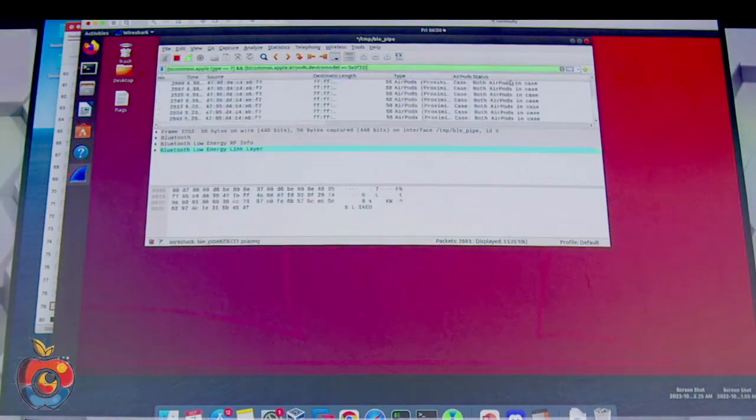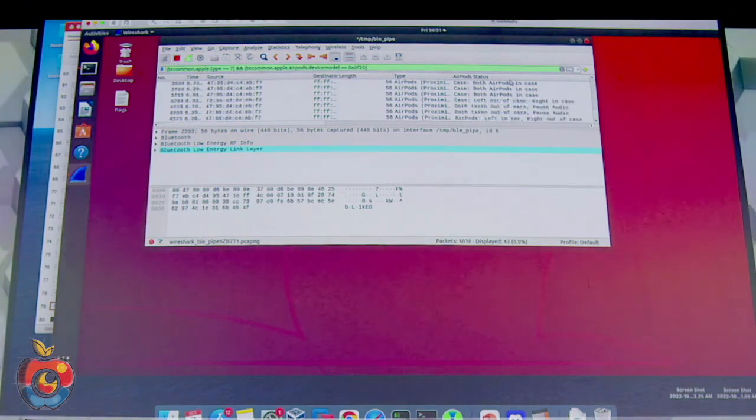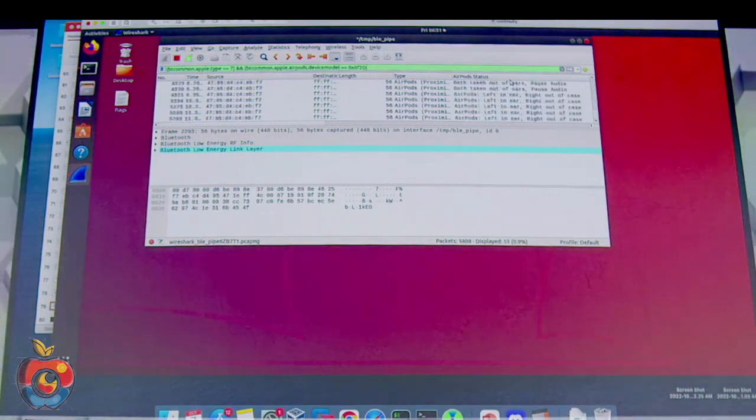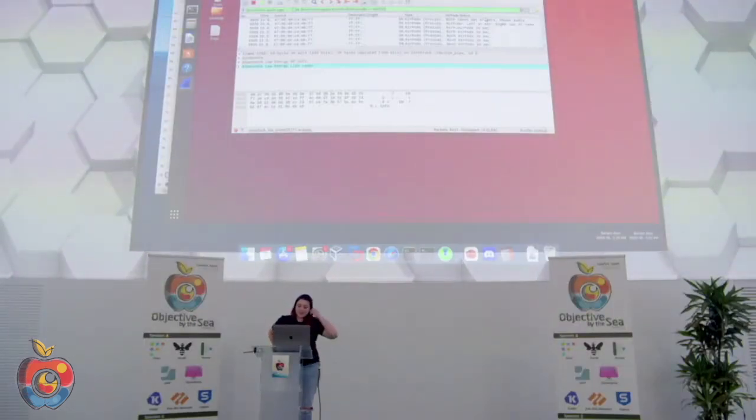All right, so I'm going to do a quick demonstration of my AirPods. Both AirPods are in the case, and now I'm taking them out. It's a little laggy, I think, for you guys. Here we go. So both my AirPods are in my ear.